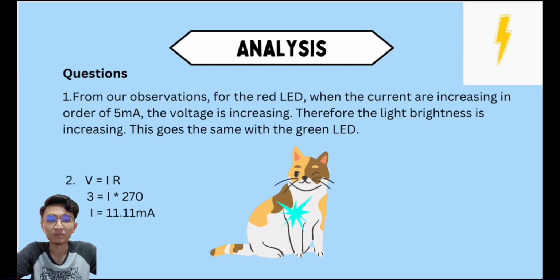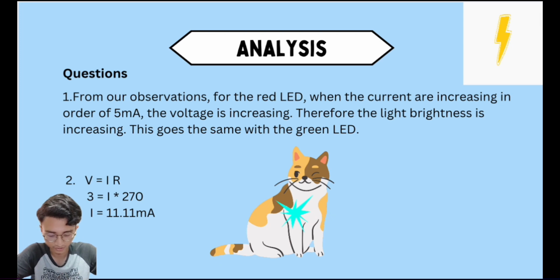And for the analysis part, why is the LED brightness different when the current is varied? As you can see from the data, when the current is increasing, in our case in steps of 5 milliamps, the voltage is also increasing. Therefore the light brightness is also increasing, and this goes the same with the green LED as well.